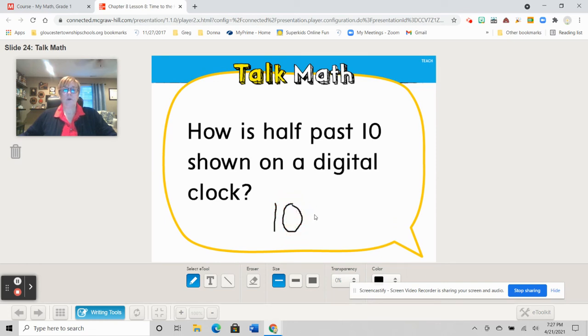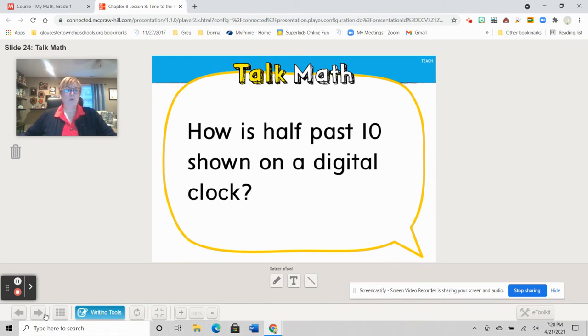Then we have to put the colon, or 2 dots, right? Now, how do you show the 30 minutes? How many minutes is it? Tell the adult next to you. All right, so if you said 30 for the minutes, 10:30 is how it's shown on a digital clock. Good job, you're correct.